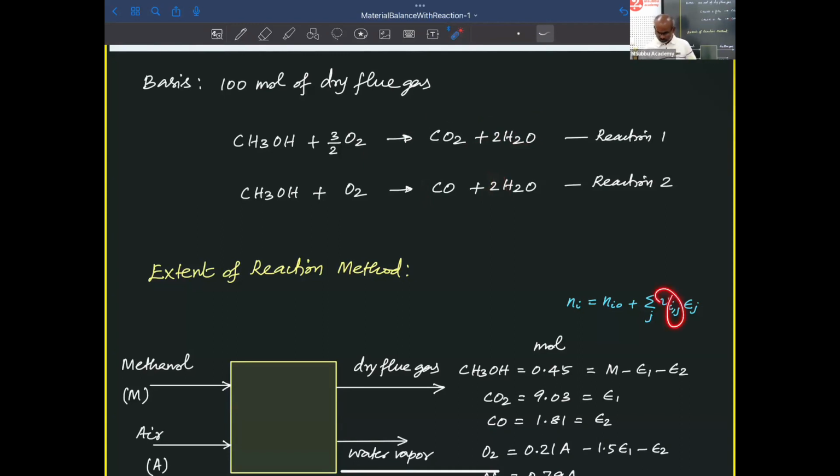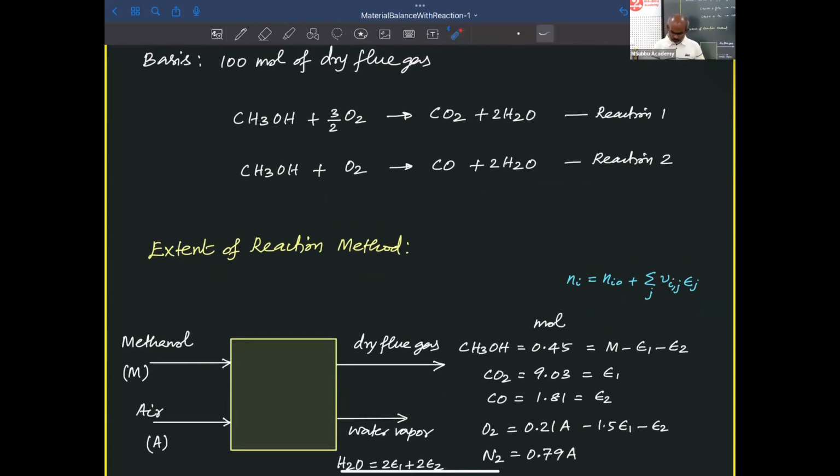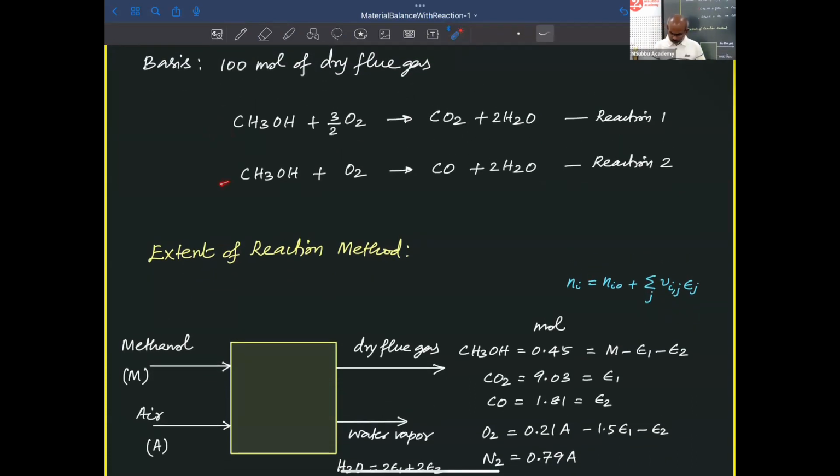Otherwise, this nu i,j, where j refers to the reaction number. So nu i for the first reaction is -1, and nu i for the second reaction, for the methanol, is also -1, whereas that of O2 is -1.5 here, and -1 for the second. Okay, so I will come to that.